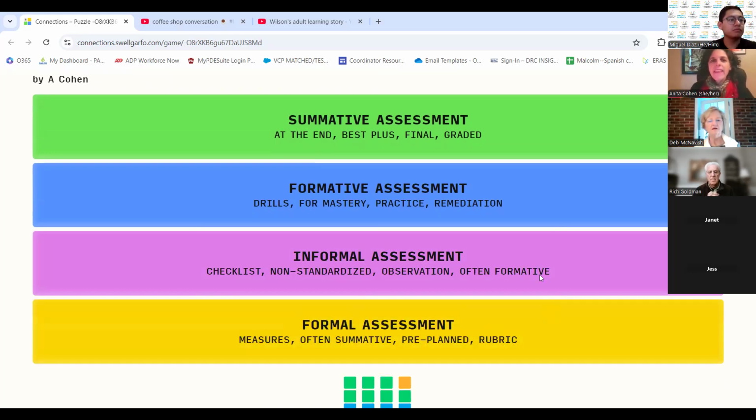Anyway, that's just a fun way I thought it could be to talk about assessment. It's something you could do with your students, right? Especially with some new vocabulary words maybe, or some content that you're going over. Okay.